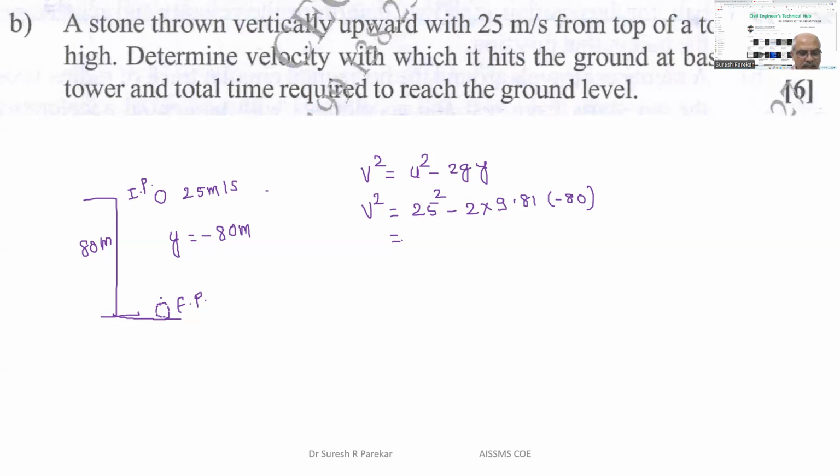And then we have this value 2194.6, and from this we will get v as the root of the answer, 46.85 meter per second.